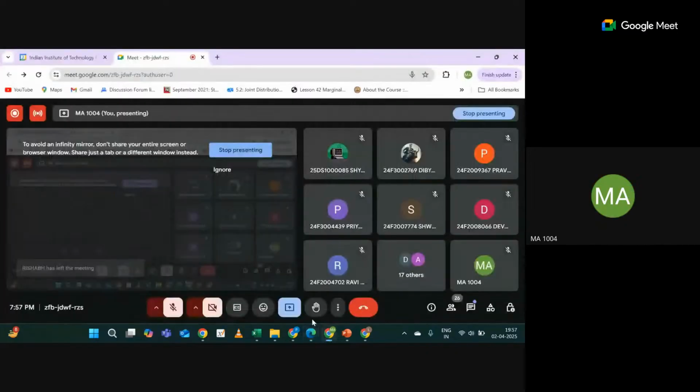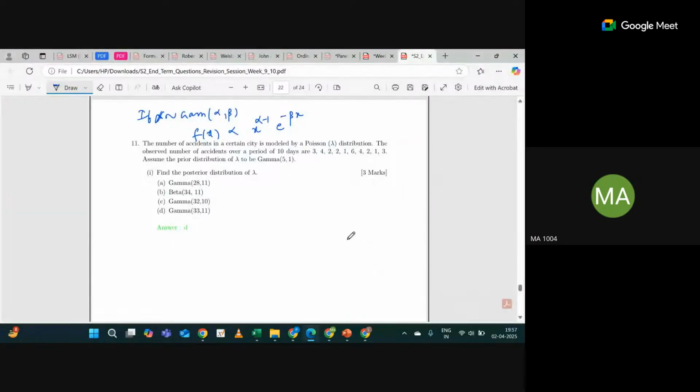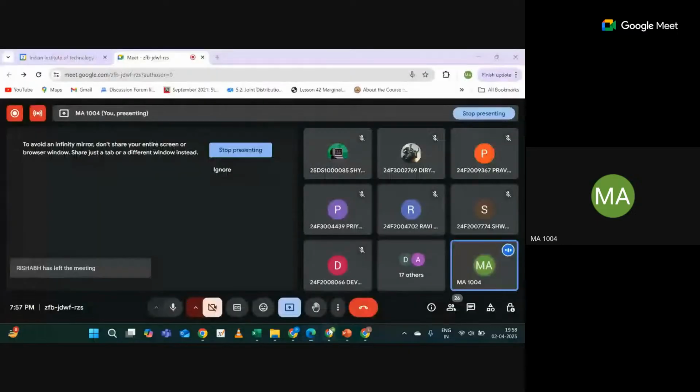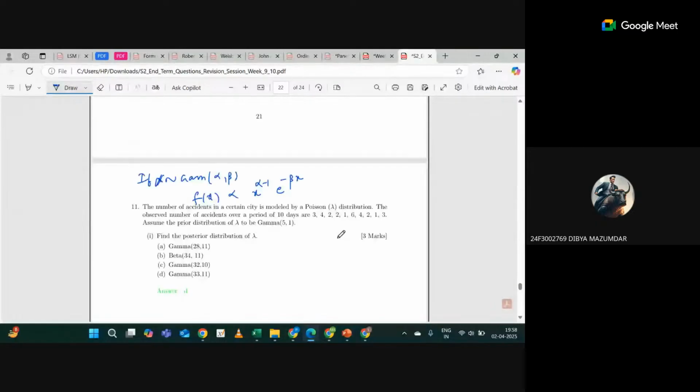Okay, so are you getting it or are you still trying? Done, sir. Done? Okay. Should I do it, or should I wait for a few minutes if you are trying on your own? Anyone? Any thought? Sir, this question, second part, part 2. I think posterior mean should be there. Yeah, posterior mean only. Okay.